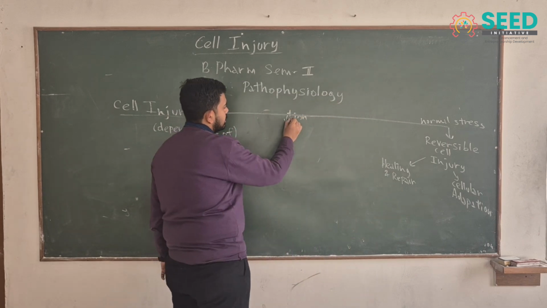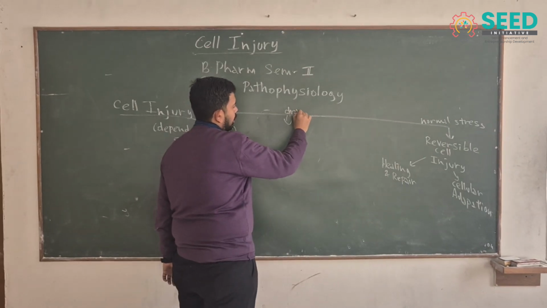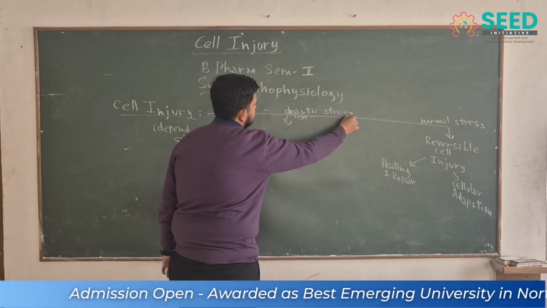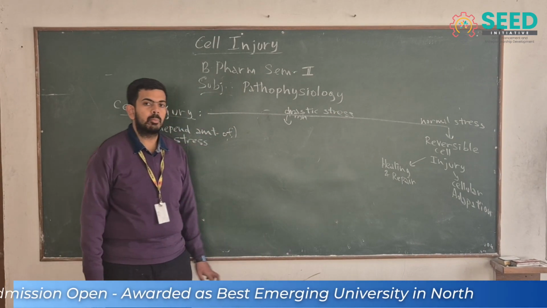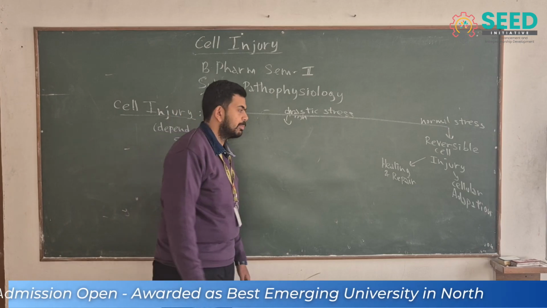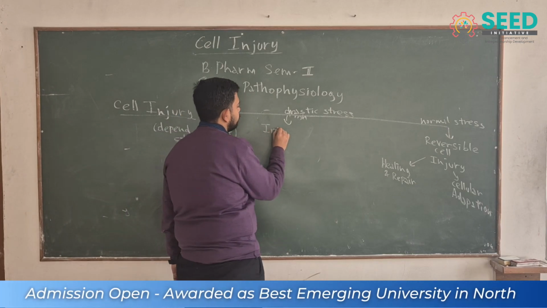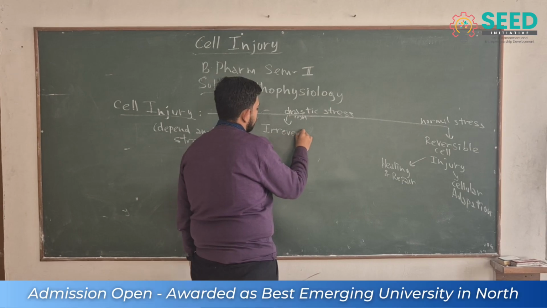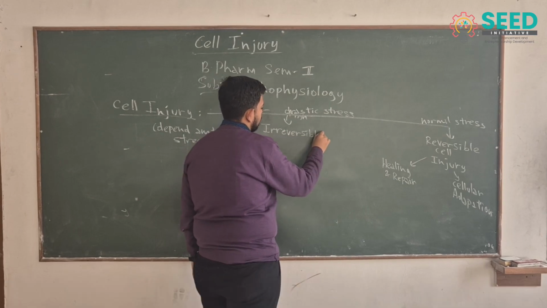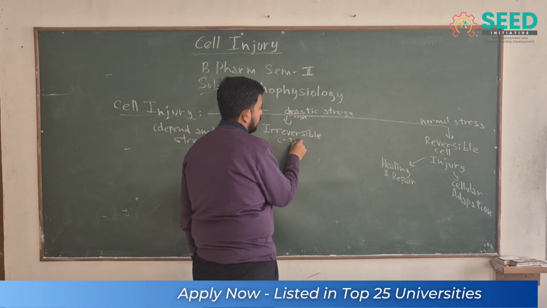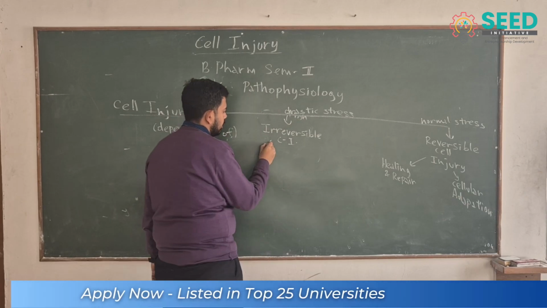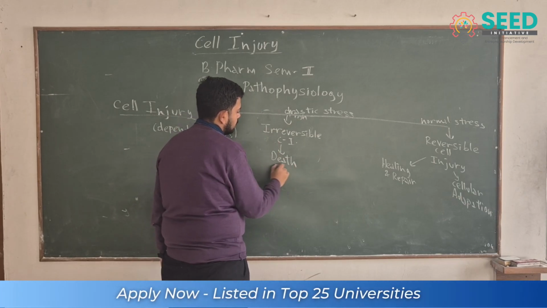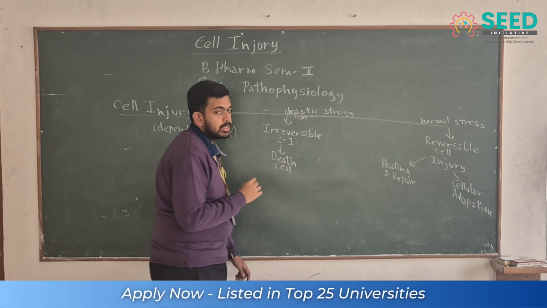If the stress is drastic, or the amount of stress is so high that a cell cannot comprehend healing and repair or cellular adaptation, it can lead to irreversible cell injury. It can only lead to death of the cell.